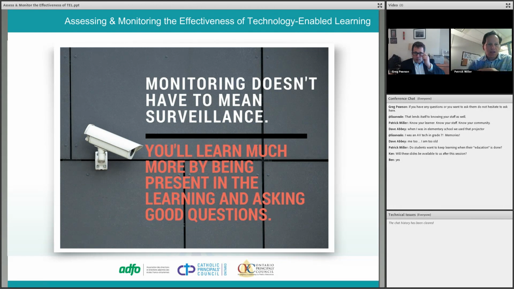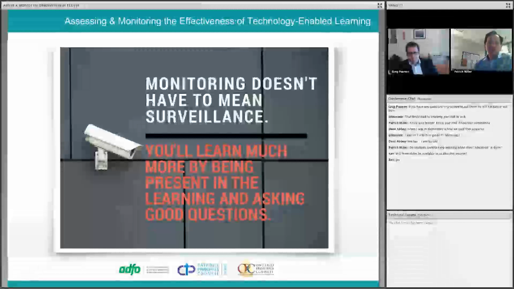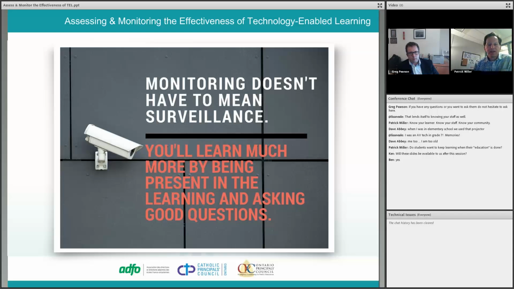Patrick: So we're going to talk a little bit then about, if monitoring doesn't necessarily mean surveillance, like Greg's talking about, what does it mean, or what can it mean in your school? So I say to anyone who will listen to me that if you want to monitor what's happening in your classrooms, and this is not new or groundbreaking thinking, you need to be present in the learning, and then you need to ask questions of the people who are involved. And so that's kind of what we're going to spend some time now doing.